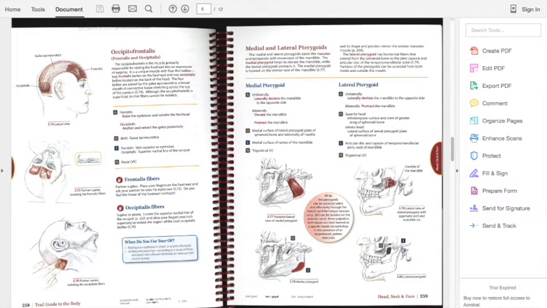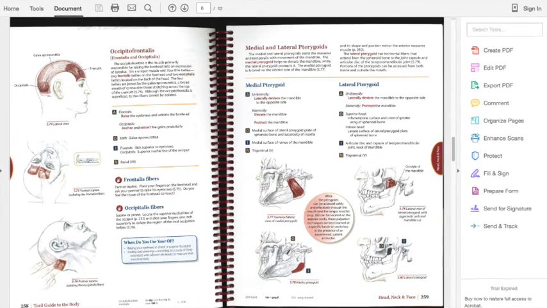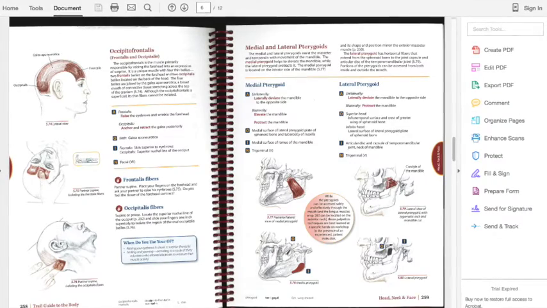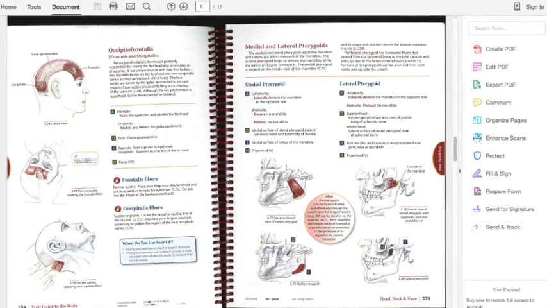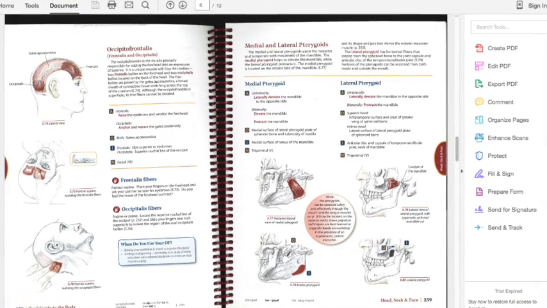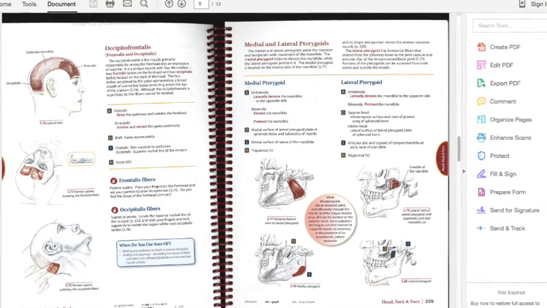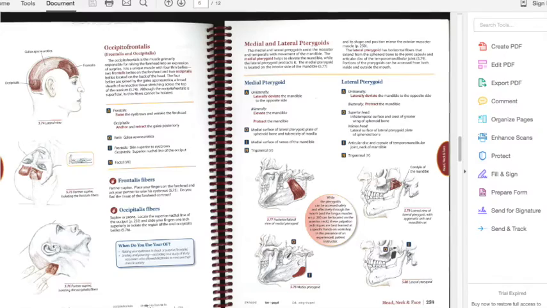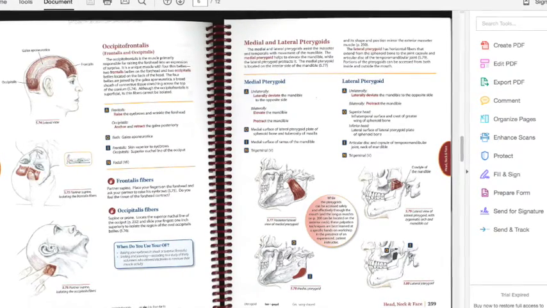Medial pterygoid. Origin: medial surface of the lateral pterygoid plate of the sphenoid bone and tuberosity of maxilla. Inserts: medial surface of ramus of the mandible. Actions: unilaterally, laterally deviates mandible to opposite side. Bilaterally elevates and protracts the mandible.